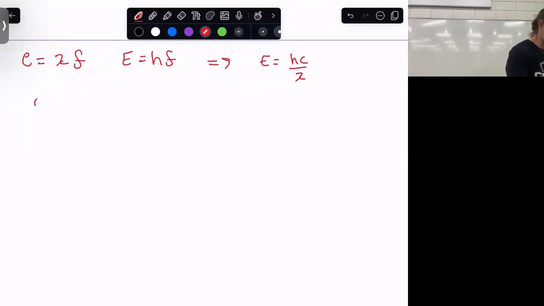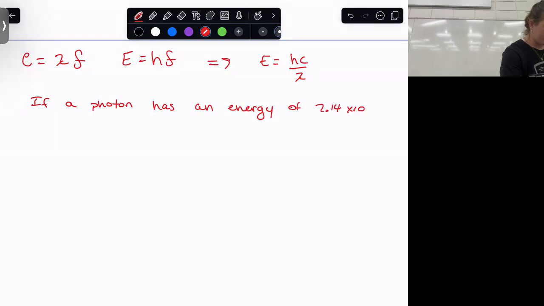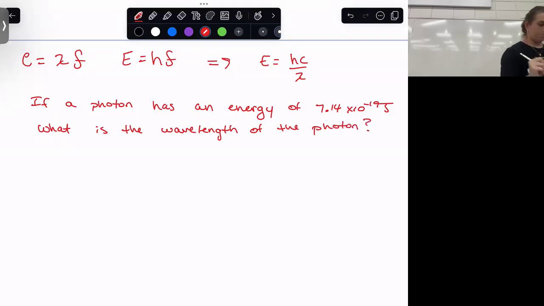And so we can say, if a photon has an energy of 7.14 times 10 to the negative 19 joules, what is the wavelength of the photon? How would you go about solving this question?